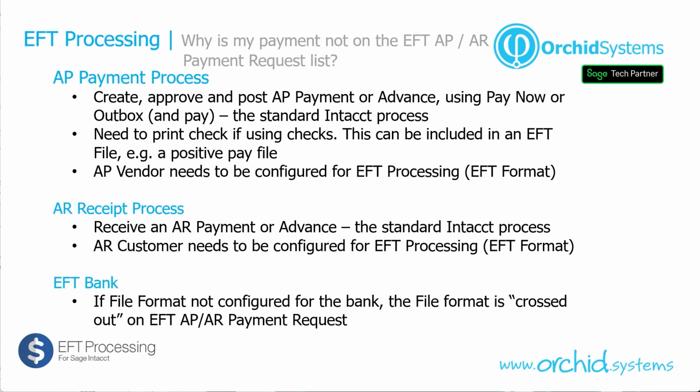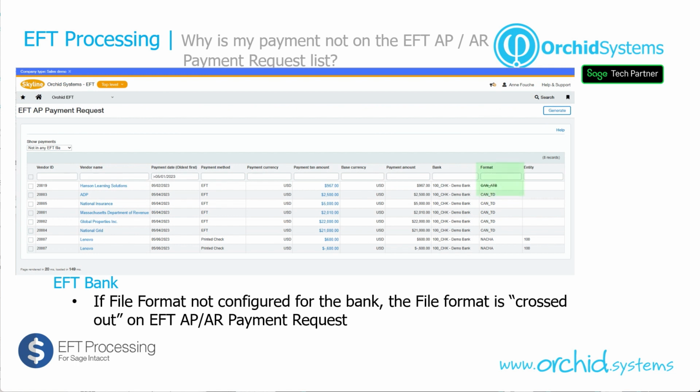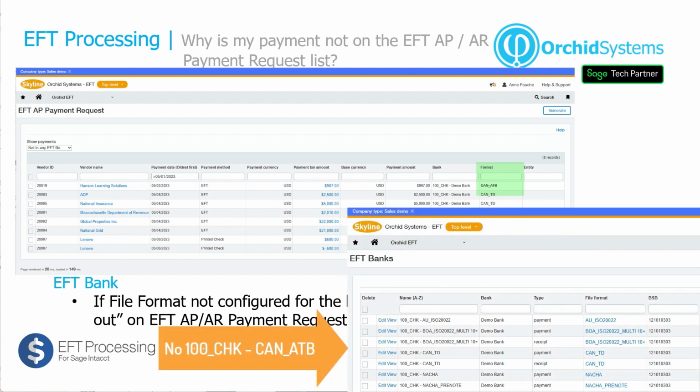And you may have a case on the EFT AP or AR payment requests that the file format is crossed out or scored out on the list. This means you have not created or associated that particular file format with the EFT bank. You need to go to EFT Banks and create that record and fill in the associated bank details that you need for that file format.